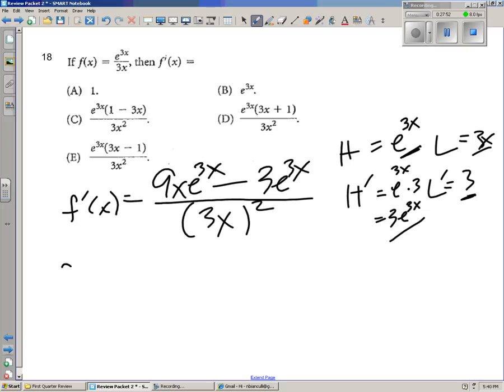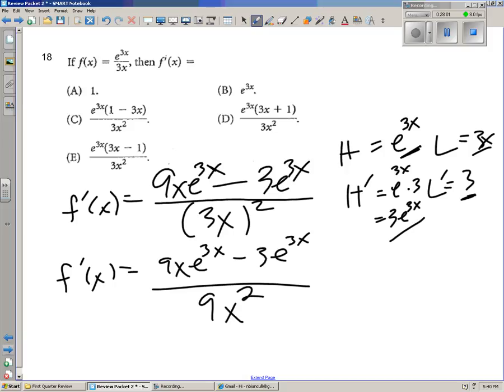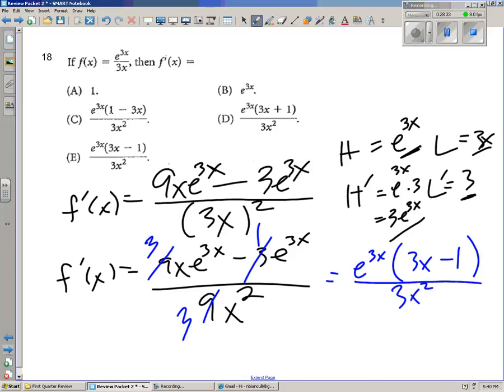So we end up with f prime of x being 9x e to the 3x minus 3e to the 3x over 9x squared when you simplify the 3x in parentheses squared. So that's not a choice, but if you notice, all the coefficients can be divided by 3. As long as they all can be divided by 3, this is okay. So we get a 3, a 1, and a 3. So the derivative is 3x e to the 3x minus e to the 3x over 3x squared, which we don't see. But if we factor out an e to the 3x on the top, we'll be able to see this. So we get e to the 3x times (3x minus 1) over 3x squared, which is choice E.